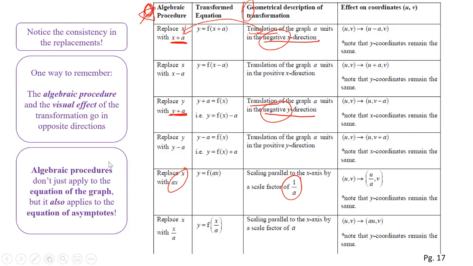One last thing I would like you to take note of from this whole set of transformations is that when we do this kind of replacement, it is not just on the equation of the graph. This replacement can also apply to the equation of the asymptotes. We have seen that in the earlier example. This is a really useful tip, because many students tend to get very confused when it comes to adjusting the asymptotes. They don't know what to do, and we always point them back here. Whatever you have been doing to transform the equation can be done similarly for the equation of the asymptotes.